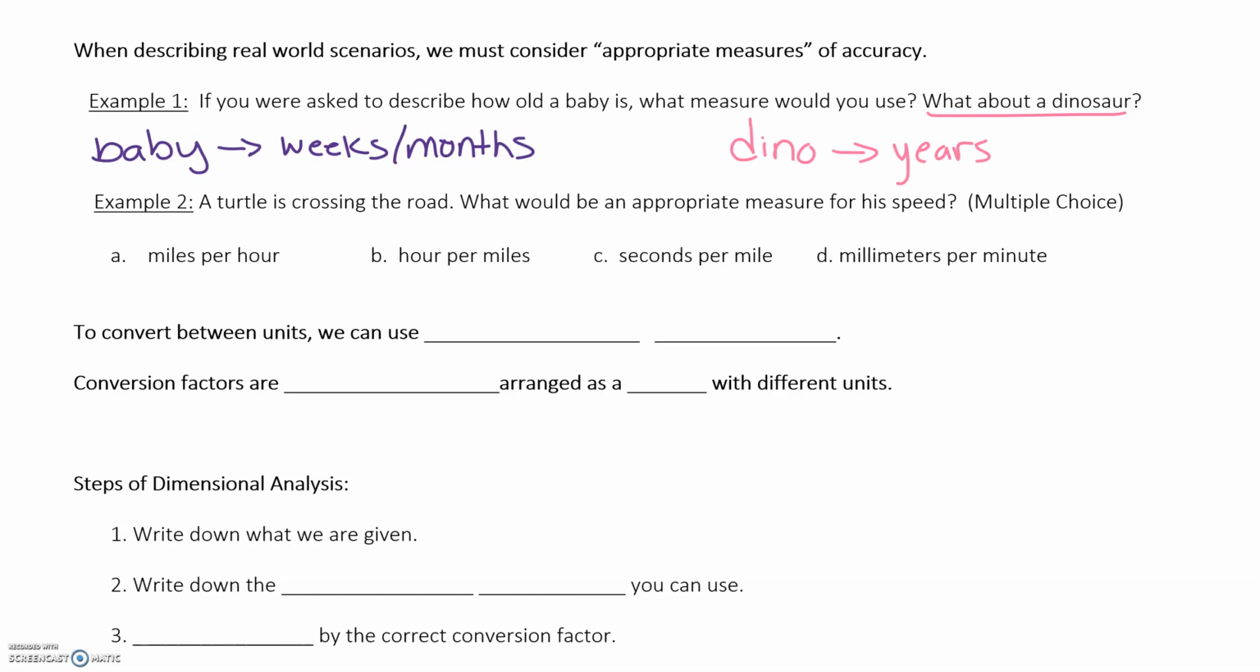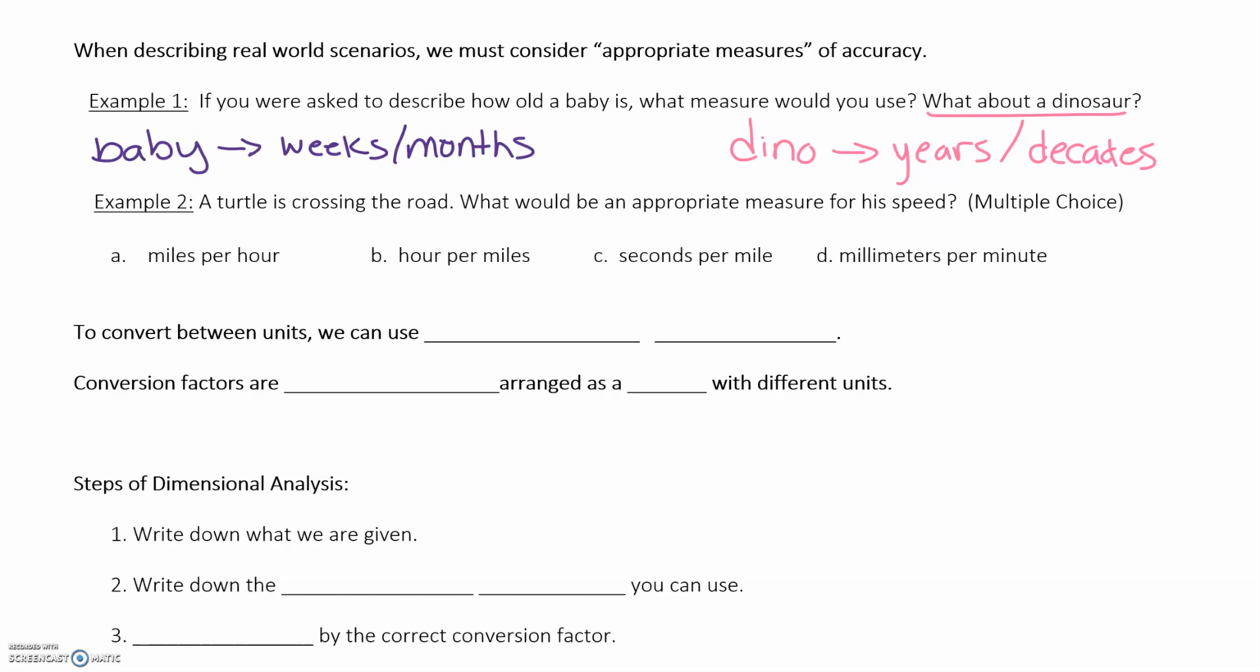Does anybody else have a better idea? We could also measure them in... Did anybody think maybe decades? Decades are every 10 years. Okay? So if we said someone was 2 decades old, that's 20 years old. So we could do years, we could do decades. If the dinosaur is really, really old, we could go even bigger measurements, but we'll just start with years and decades.